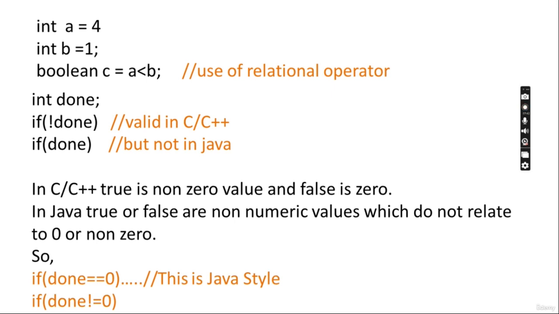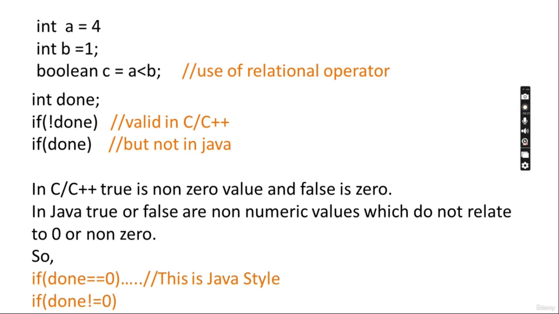Integer done, if not done, if done. So if not done is valid in C++, because integer checking, that is 0 and 1, is in C++. 0 is equal to false and 1 is equal to true. But in Java, when you are checking for Boolean output, in if or in for or in any block that you are using, if it is true and false, then only it is valid. 0 and 1 will not be checked for true and false purposes like in C++.